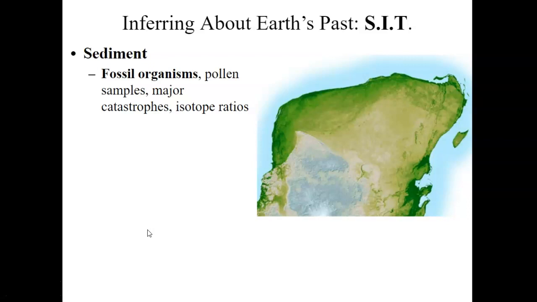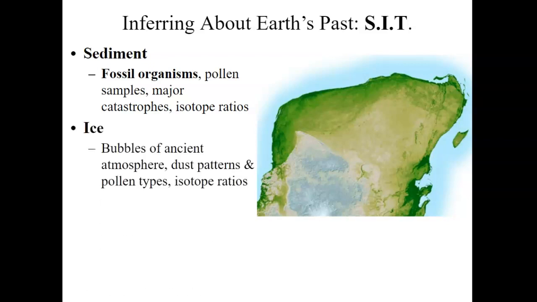So in the sediment, you can find ancient pollen samples, evidence of when there were major catastrophes, and check out isotope ratios. We'll explain a little bit more about that in a second. Within the ice, we know there are bubbles of ancient atmosphere. It gives dust pattern and debris information. And again, types of pollen are available in that, carried in the air. And then isotopes there as well.